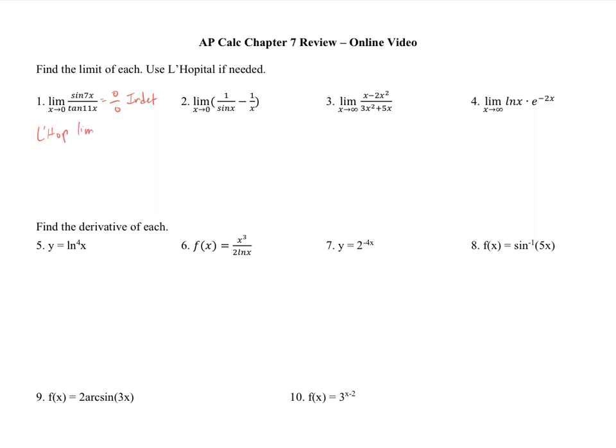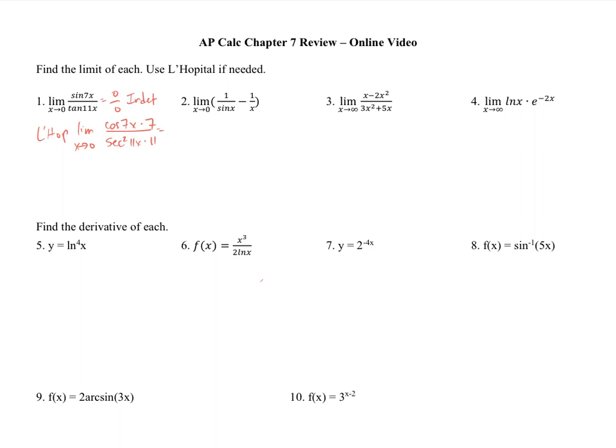And we end up with the limit as x goes to 0. I'm going to take the derivative of the top, and the derivative of the top would be cosine 7x times 7. The derivative of the bottom would end up being secant squared 11x times 11. So I took the derivative of the top and the derivative of the bottom, and now let's do direct substitution again. Let's see if it works.